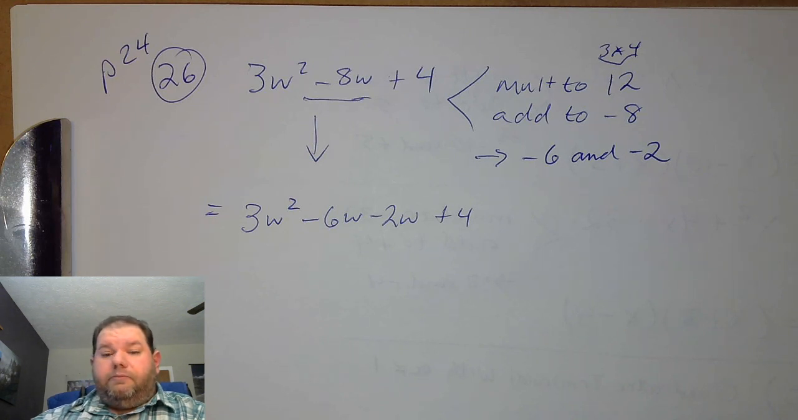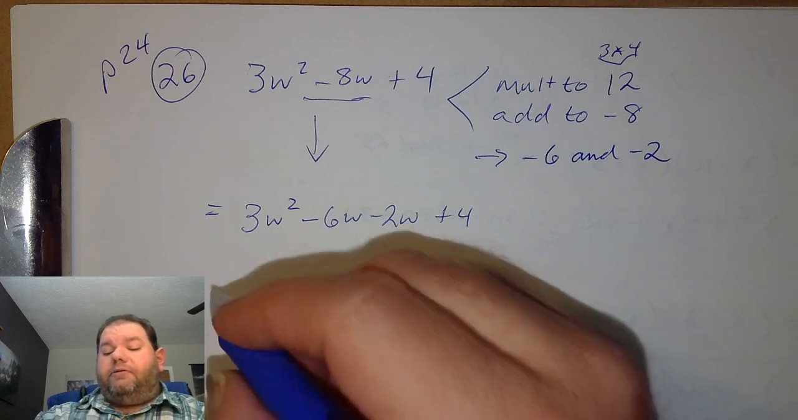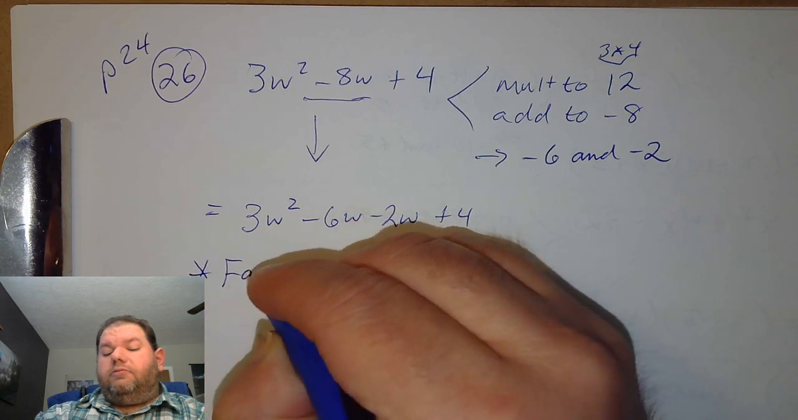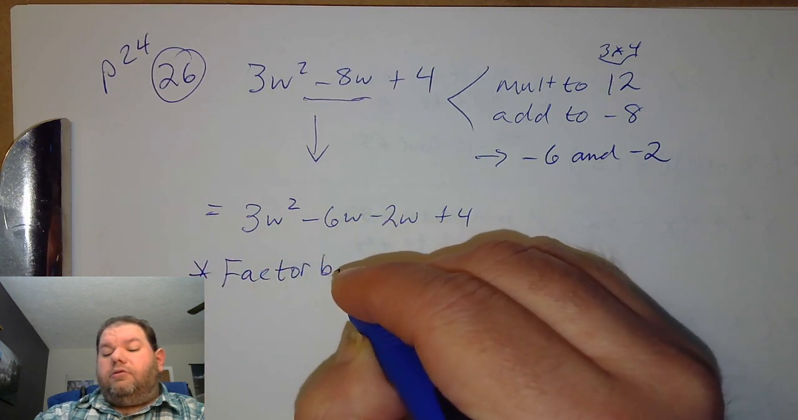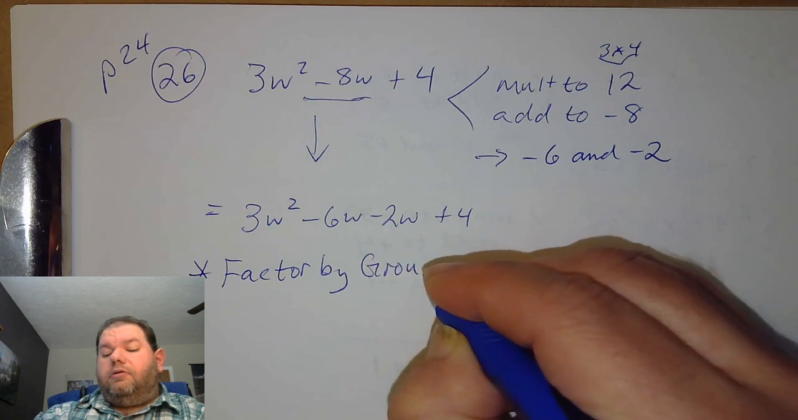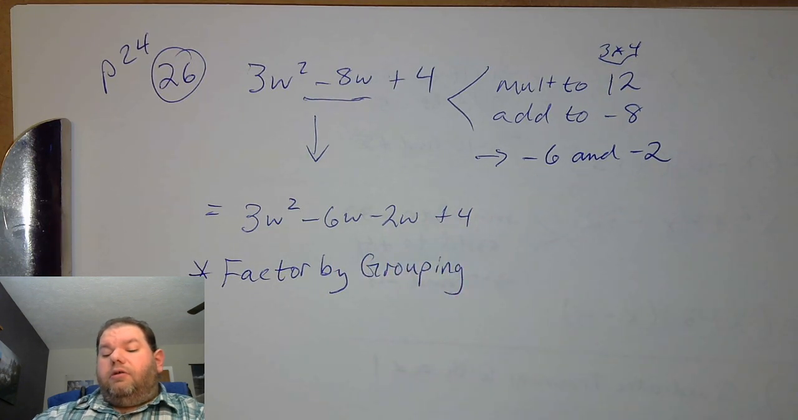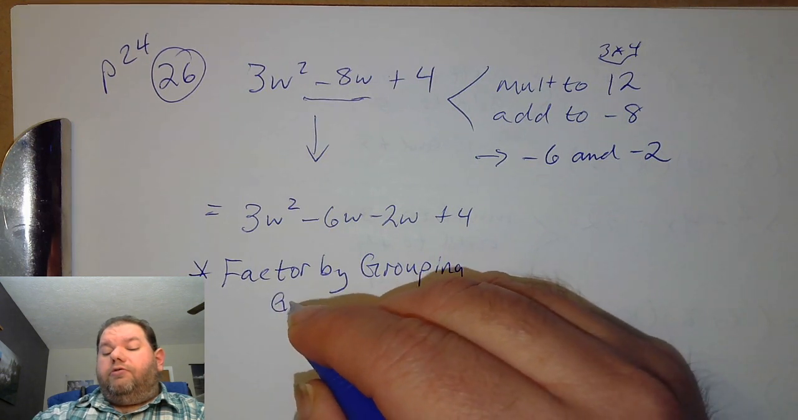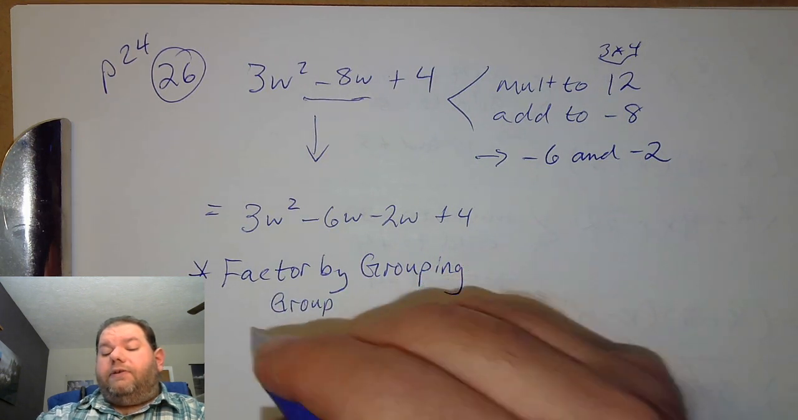Now, I don't believe we've talked about factoring by grouping, because that's another method that we have. But this is where we apply what's called factor by grouping. Factoring by grouping is a different process than what we've been doing. It's used when we have four terms, such as this one. Group the terms into two pairs using parentheses.